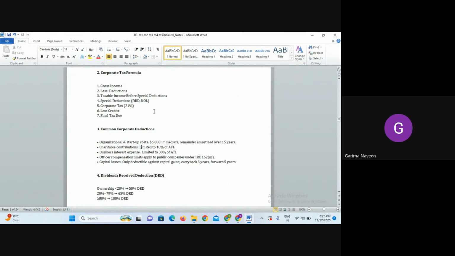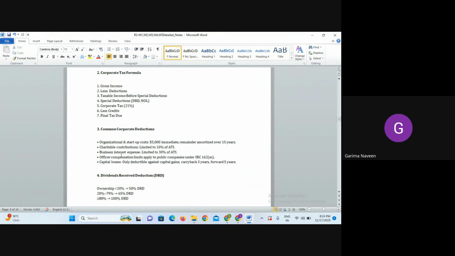Ordinary deductions means like the salaries, wages, any bad debt expenses, any rent the company is paying, any taxes, any interest, any compensation of officers. So they have certain ordinary deductions like depreciation also. Organizational and startup cost, for tax purposes, if you have certain organizational and startup cost, then you can deduct the $5,000 immediately, and the rest of the expense you can amortize over 15 years.